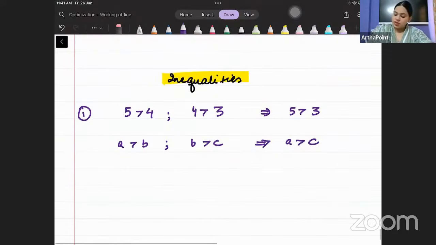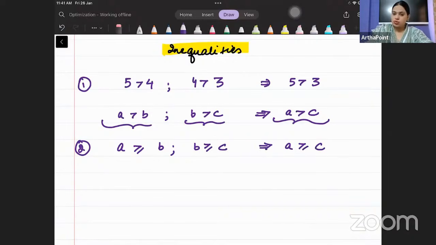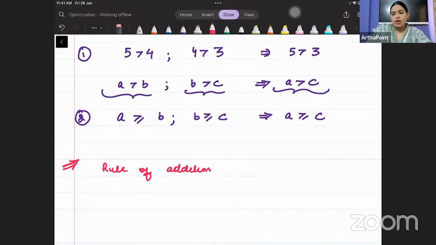अच्छा, सेकेंड रूल, यही सेम रूल but with equality. So if A is greater than or equal to B, B is greater than or equal to C, then A is greater than or equal to C. ये first rule हो गया. But a second thing, this is called as rule of addition and subtraction.